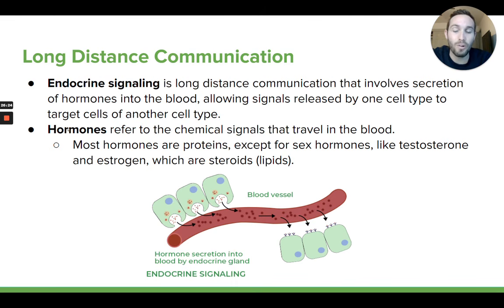So hormones is the term we use for a signaling molecule, a ligand, that specifically travels in the blood. Any ligand that travels in the blood, we call that a hormone. In any situation where you have a hormone, a signaling molecule traveling in the blood, we call that endocrine signaling, which is long distance. And so there's lots of examples of this.